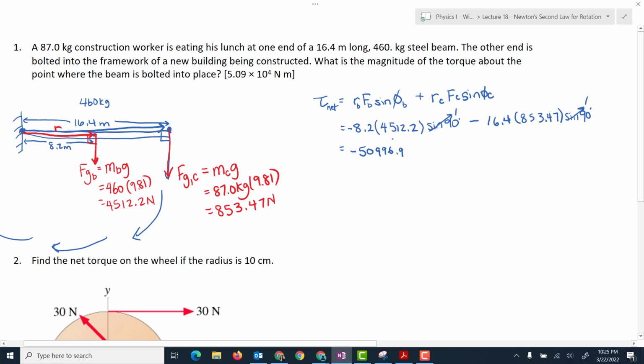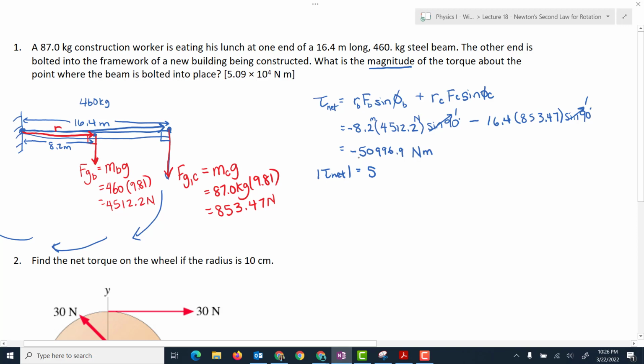50996.9, and my units for torque, so remember the R, that's a distance, so that's meters, and my force, that's a force, so that would be newtons. So I have meters times newtons, or you can just write newton meters. That's the more common way of writing it. So that's my net torque. The question asks for a magnitude, so it doesn't want to know what direction it's going. So we can say the magnitude of the net torque, so these lines mean magnitude, is the same value but positive.